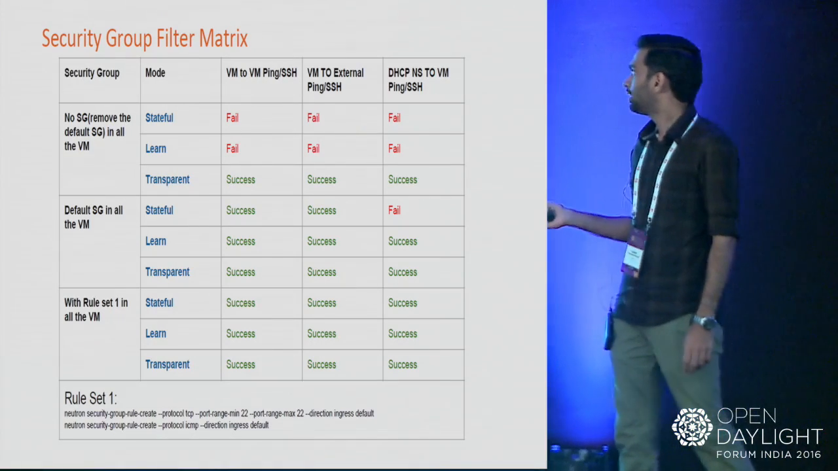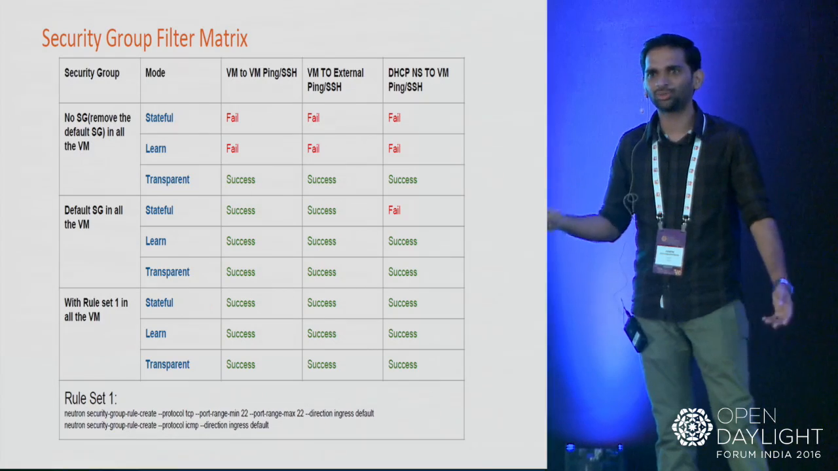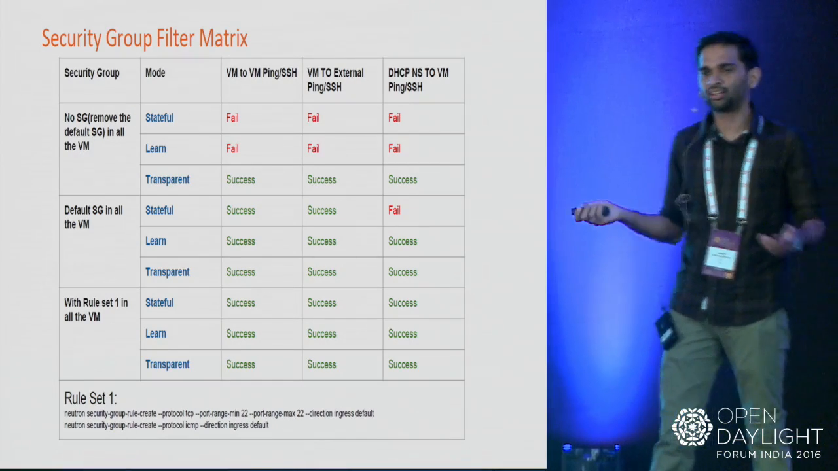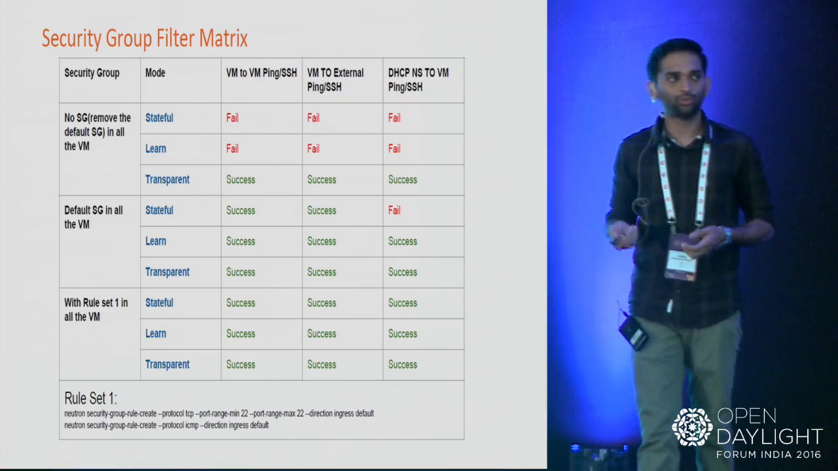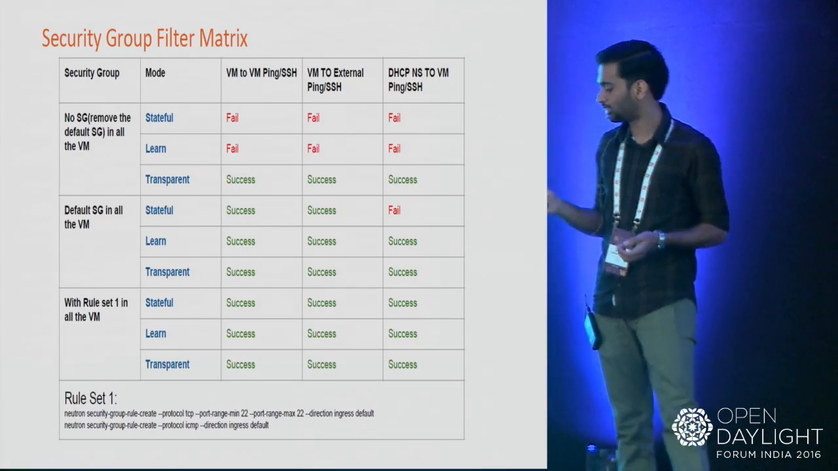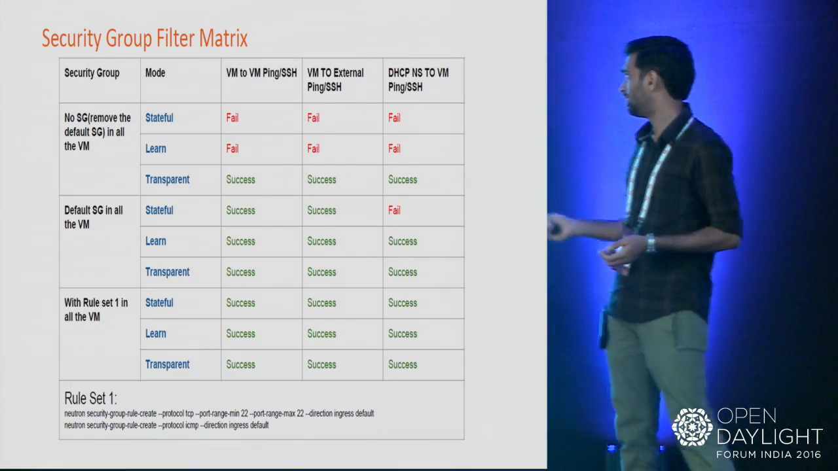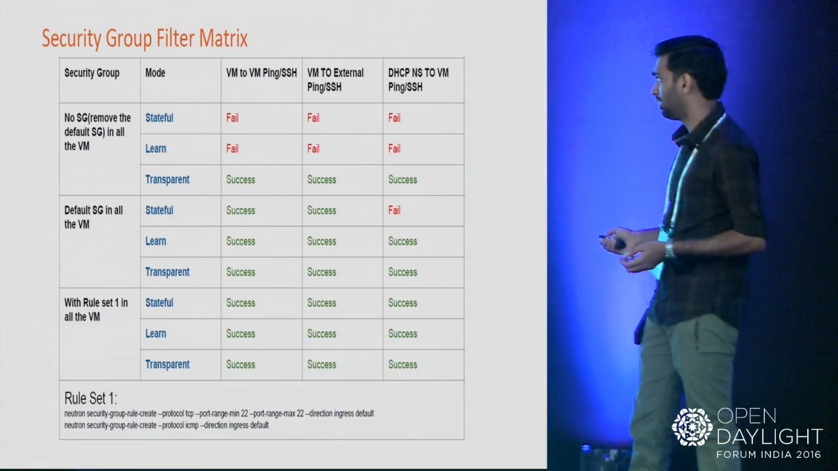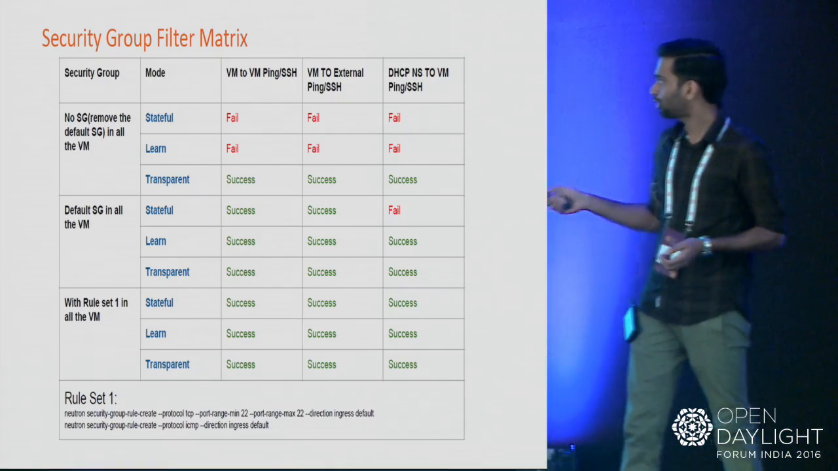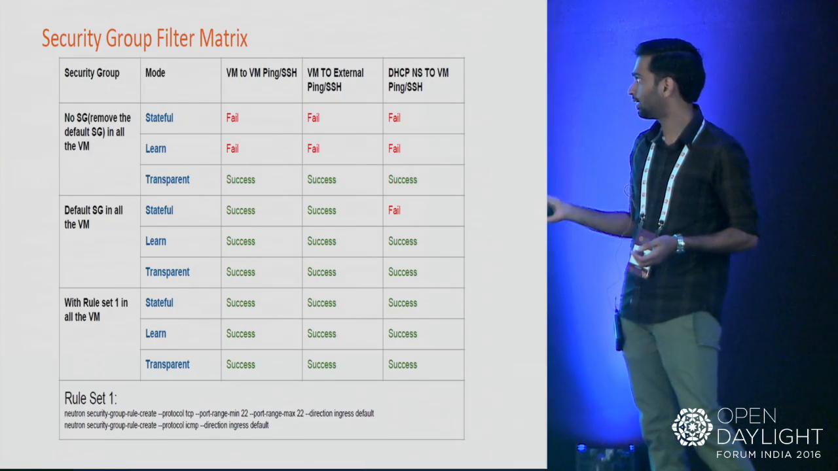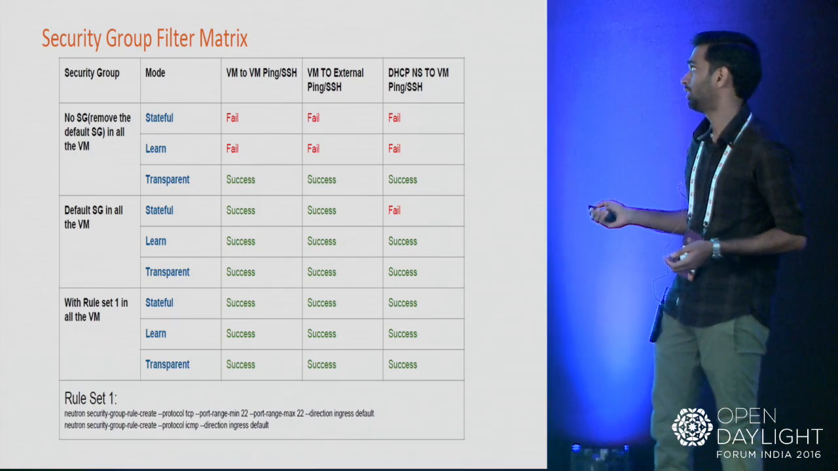Now when there is no SG: when you spawn a VM using Neutron CLIs, you might have seen that there is no need to explicitly specify a security group; it doesn't mandate it. If you don't specify anything, it will associate something called the default SG. This will be the default behavior when you don't explicitly specify. After spawning a VM, you can remove the SG as well. If you remove the SG, none of this traffic will work.